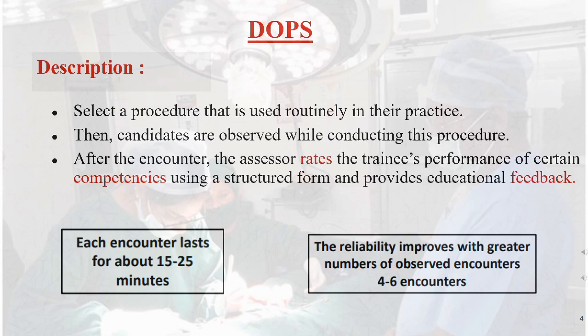It's very important to provide feedback after each encounter to identify strengths, weaknesses, and areas for improvement. Each encounter lasts about 15 to 25 minutes. The reliability improves with a greater number of observed encounters. We may have to observe up to 6 encounters to have good reliability. So we are not having a single shot of our candidate doing the procedure just once. No, we repeat this encounter multiple times to make sure that we can entrust this candidate with doing this procedure.